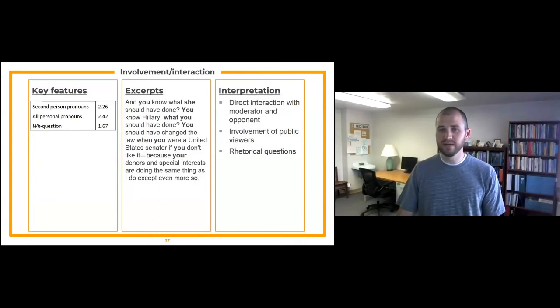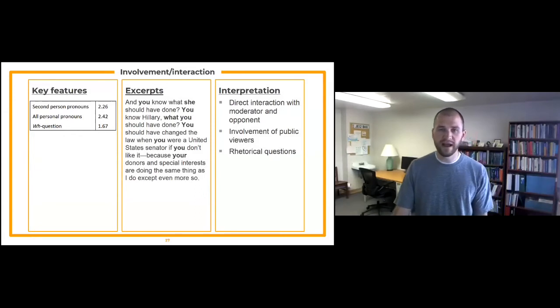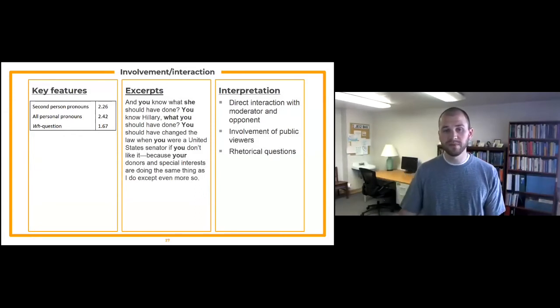Involvement in interaction we see emerge again, this time in grammar rather than in lexis. Second person pronouns, all personal pronouns, WH questions all emerge with strong positive effect sizes. "And you know what she should have done? You know, Hillary, what you should have done? You should have changed the law when you were United States Senator. If you don't like it because your donors and special interests are doing the same thing as I do, except even more so." So you get this direct interaction with his opponent or the moderator or the public viewers, and then a lot of rhetorical questions. And this is entrenched in Donald Trump's style. We see it all the time. We even see it in tweets, I think.